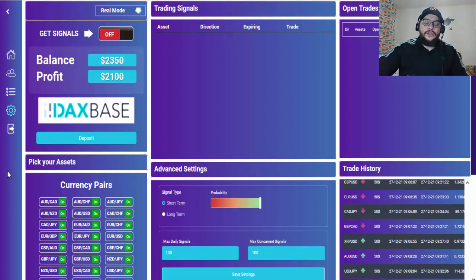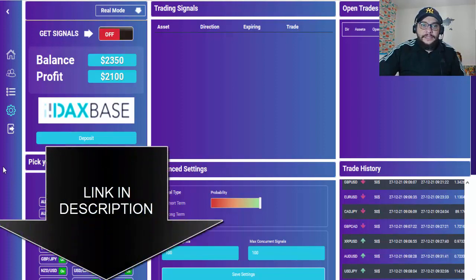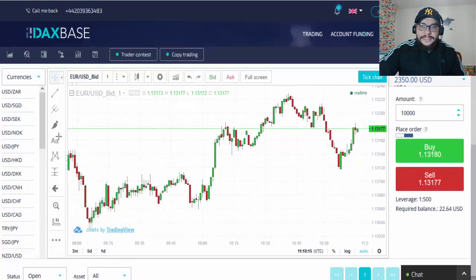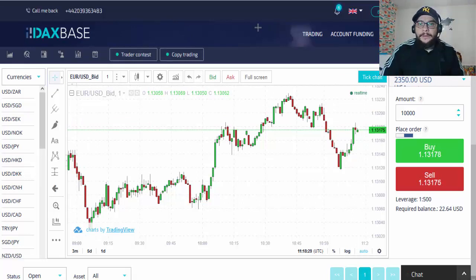If you want to use this trading software, you need to click here on the deposit button, and it will take you to your assigned broker account. As you can see, my broker is Dax Base. So the only thing you have to do after you click the button is go to your assigned broker account and deposit the minimum required $250, and then you will be able to use the trading software.